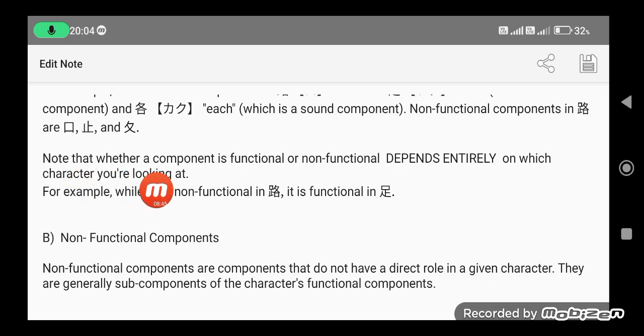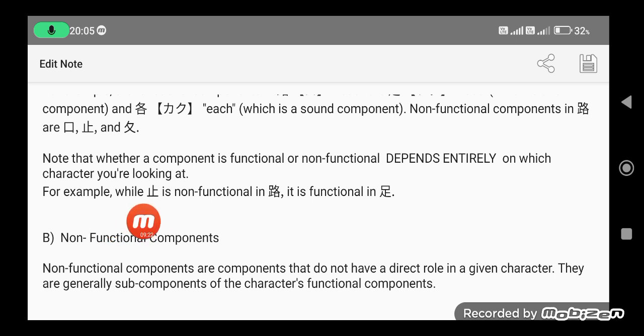Note that whether a component is functional or non-functional depends entirely on the character you are looking at. It depends on the subject kanji. For example, this kanji shi refers to stoppage, or to stop, and it's actually a depiction of a foot that is being used by a person to stop himself from moving. This is foot. This shi, or tomaru.